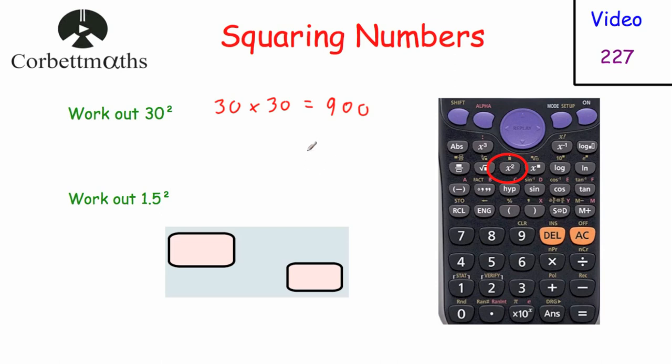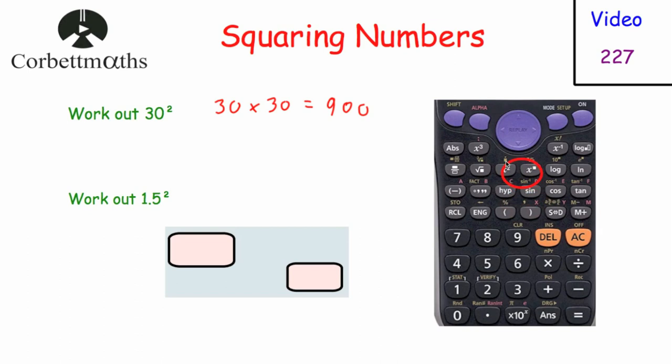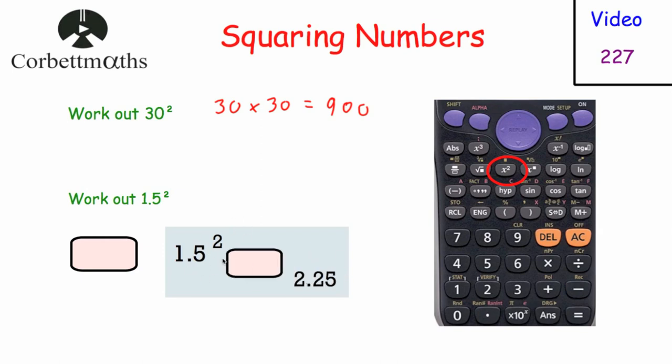Now remember that M1 is a calculator paper, so it's very important to know where the squared button is on your calculator. My squared button looks something like that, with a little x with the squared symbol. If I wanted to work out something such as 1.5 squared, I would type in 1.5, then press the squared button, and my calculator would look something like this. Then I would press equals, and it would give me my answer of 2.25.